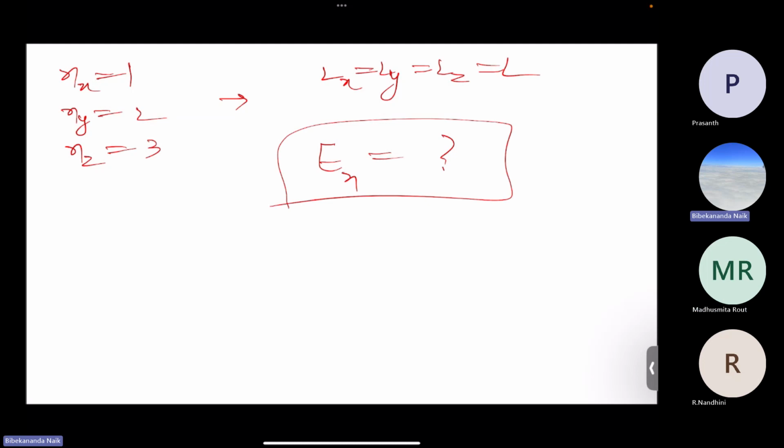Can anyone tell me what will be the energy value? If Lx, Ly, Lz are all the same, Nx is 1, Ny is 2, and Nz is 3. Yes, anyone? Prashant, can you hear me?